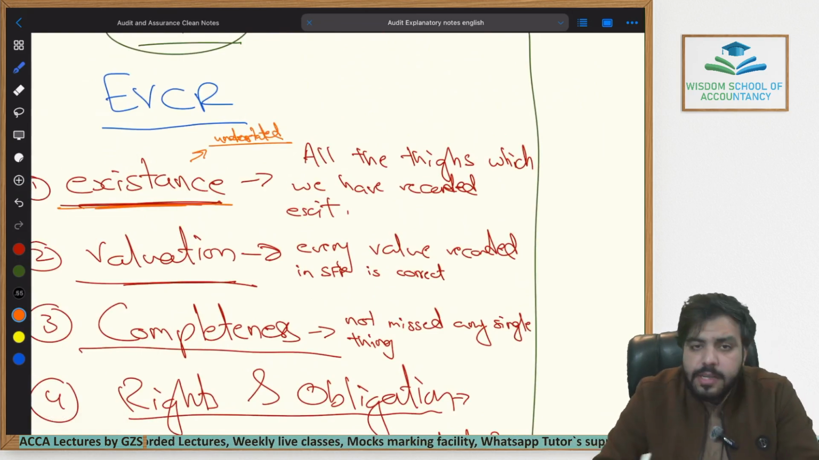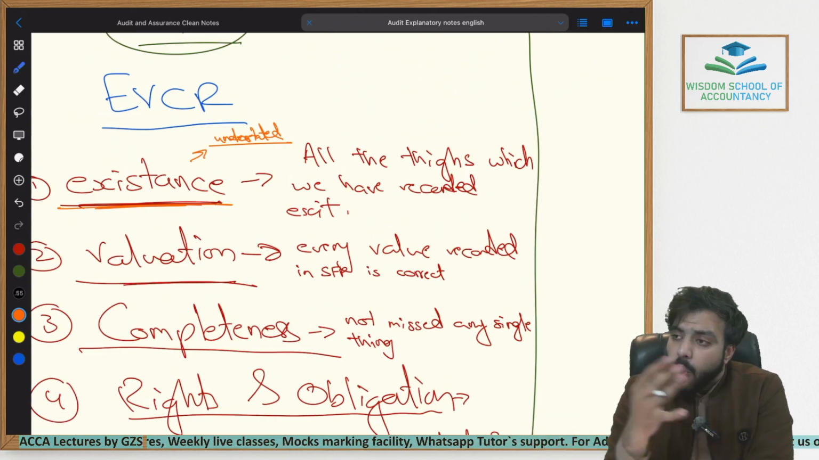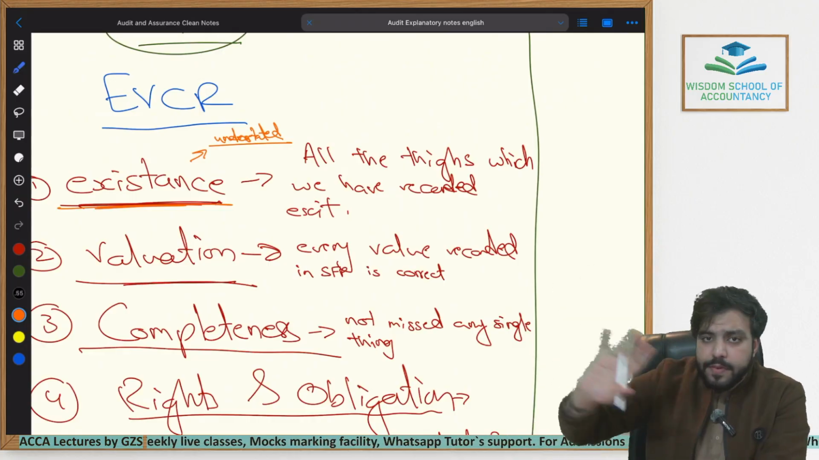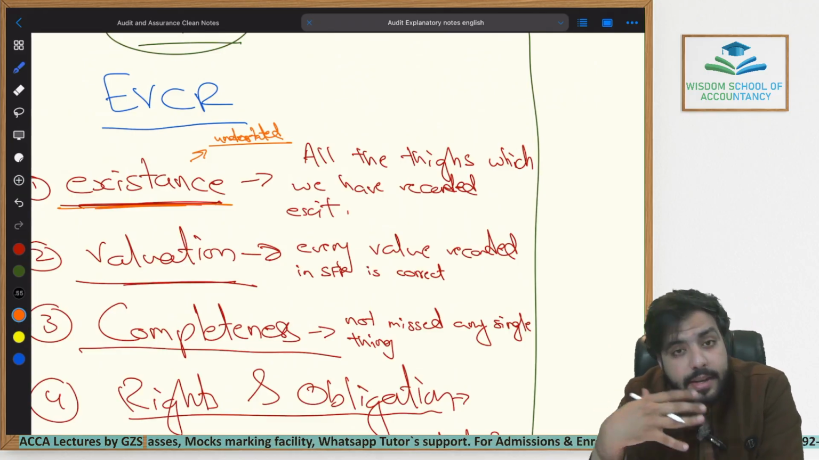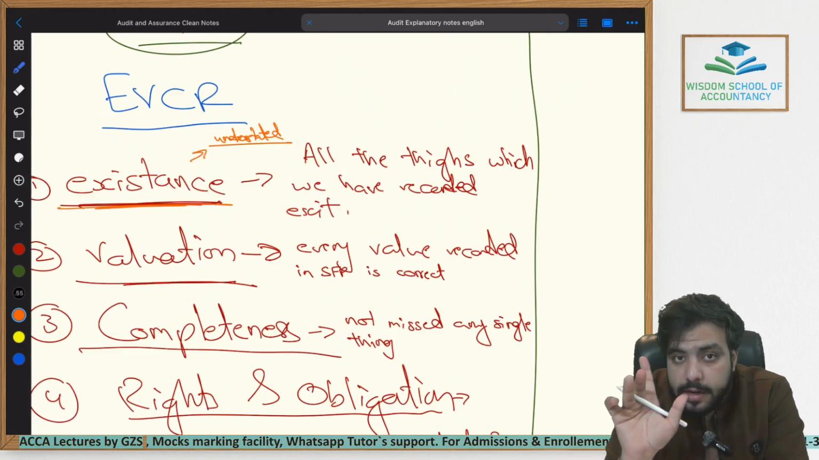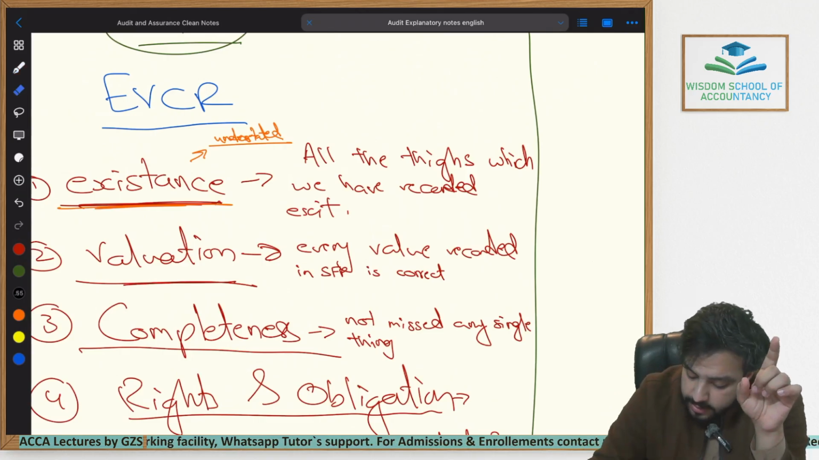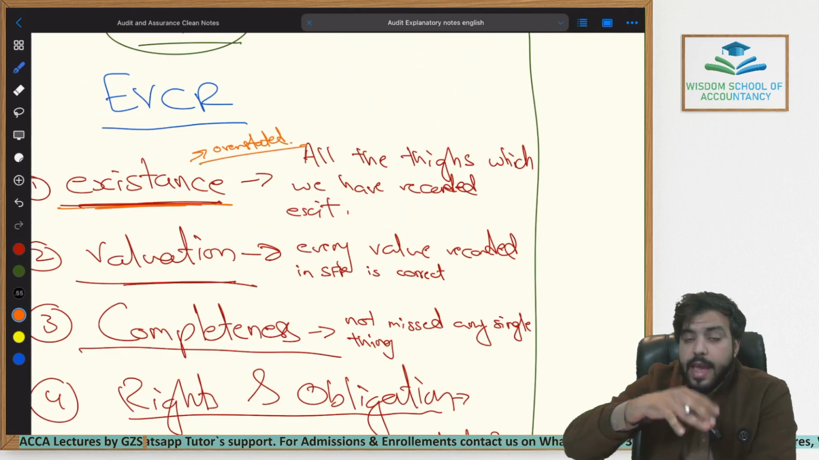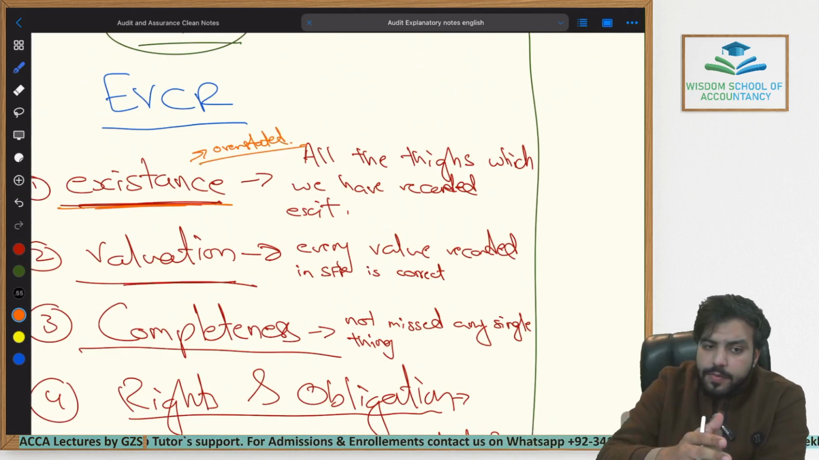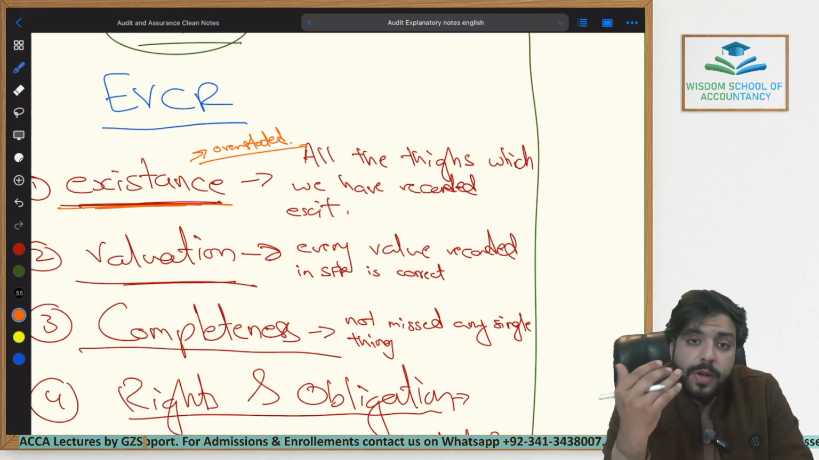Basically, whenever management is saying that we have not recorded anything which we do not have, whatever we have recorded actually exists. This means management is saying we have not overstated anything. Apologies, I wrote it wrong: management is saying that we haven't overstated anything, not understated. Because existence means that whatever we have recorded, we actually have it. We have not over recorded any kind of thing. Existence is linked with overstatement.